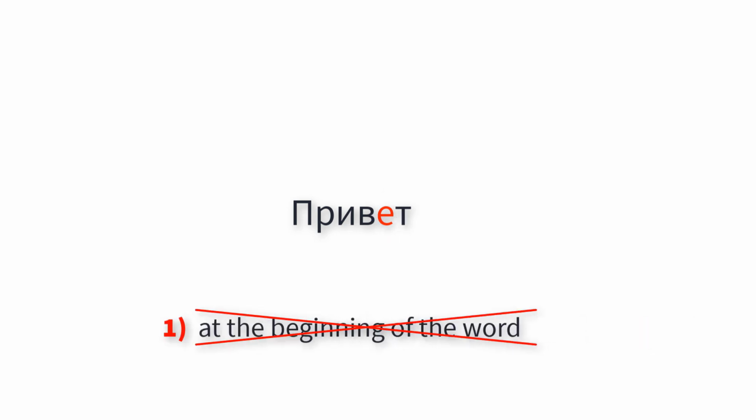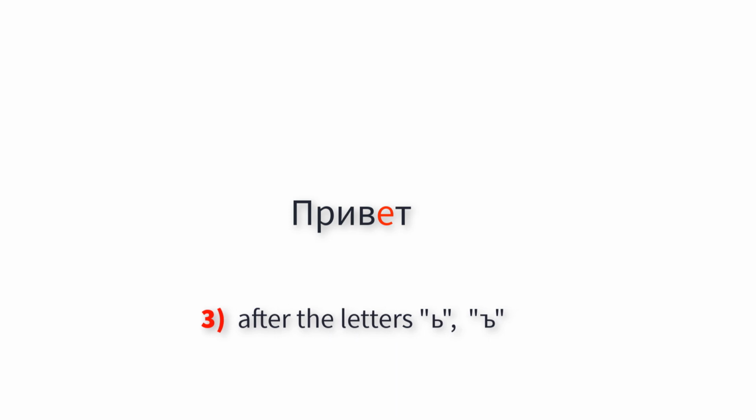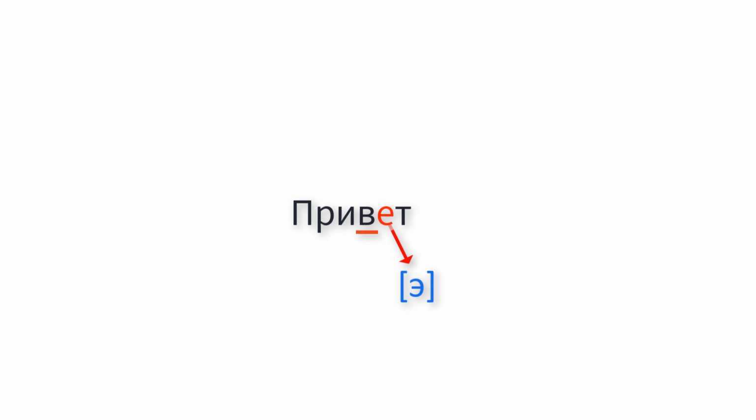Here we have the vowel ye. It doesn't come at the beginning of the word. It is not following any vowel. And also it is not following any soft sign or hard sign. So we pronounce it as e. And we soften the previous consonant sound. V becomes v. V, e, v. Привет.